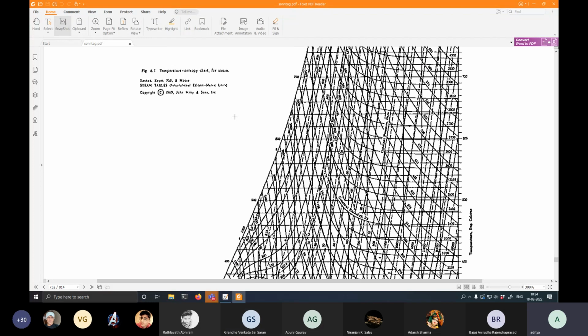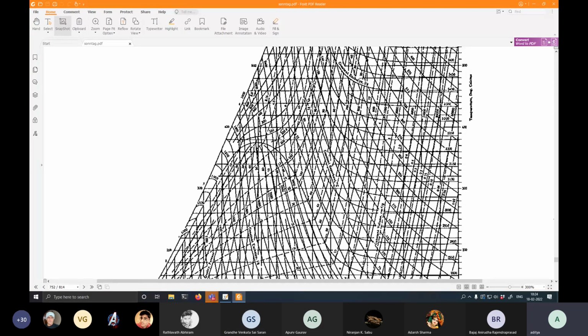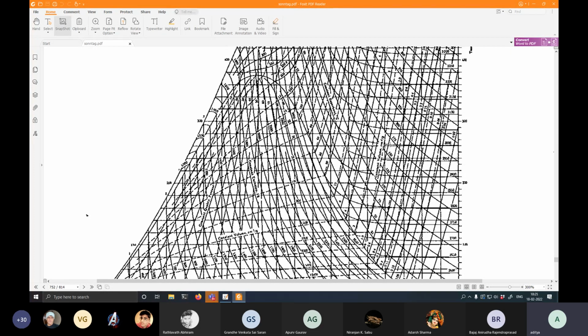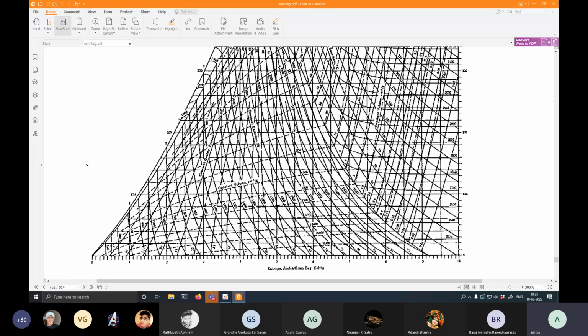Man, you cannot see anything in this. Constant enthalpy lines are also there. These are the constant enthalpy lines. These are the constant superheat lines, constant volume lines, constant quality lines. Regardless of that, I will tell you how they look.